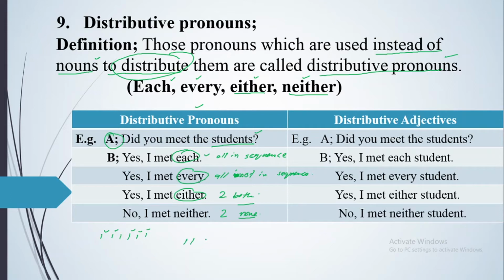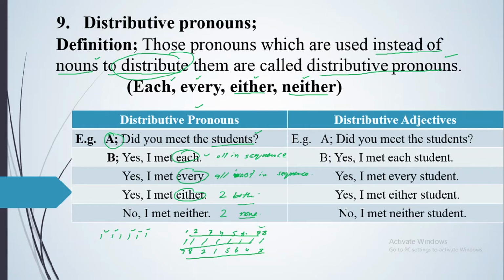If I put the numbers, that will be quite clear for you people. If these are the number of students, and I am asked, did you meet the students? If I say yes, I met each, it means all in sequence: number one, number two, number three, number four, number five, number six, number seven, and number 8. But if someone asks me, did you meet the students? Yes, I met every. Every means not in a sequence. This is not sequence, and this is the sequenced ones.